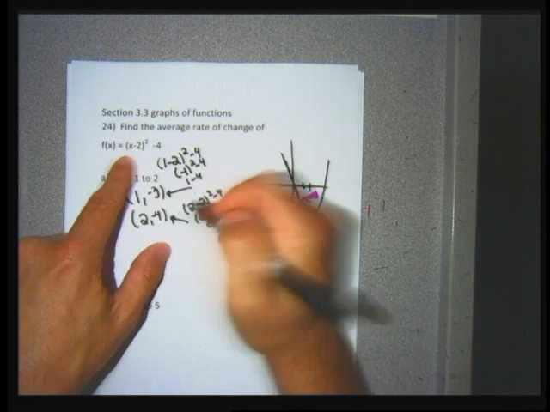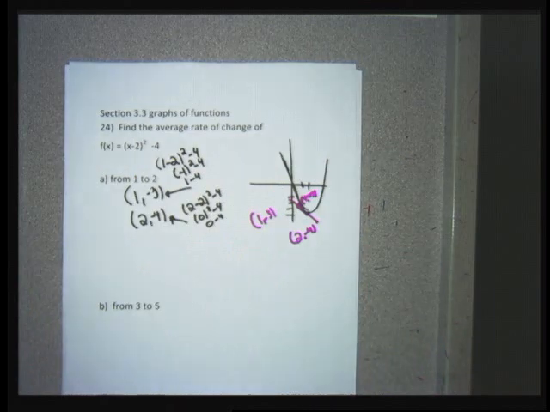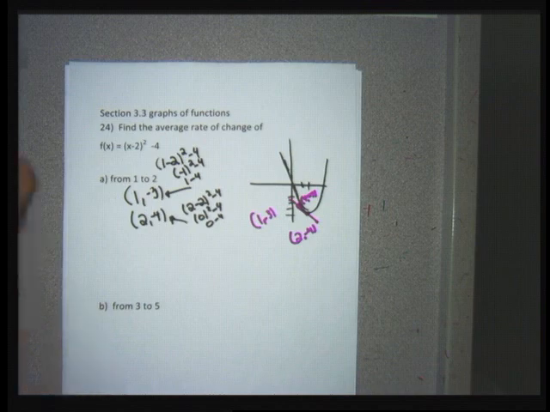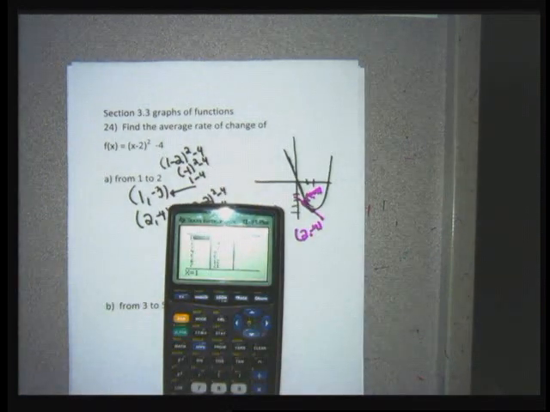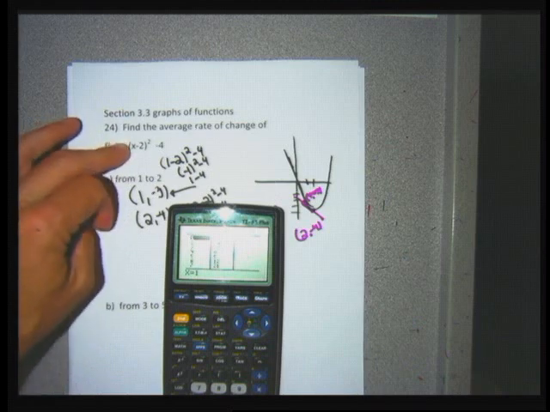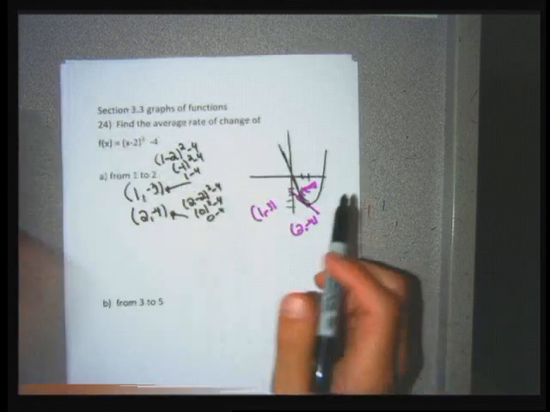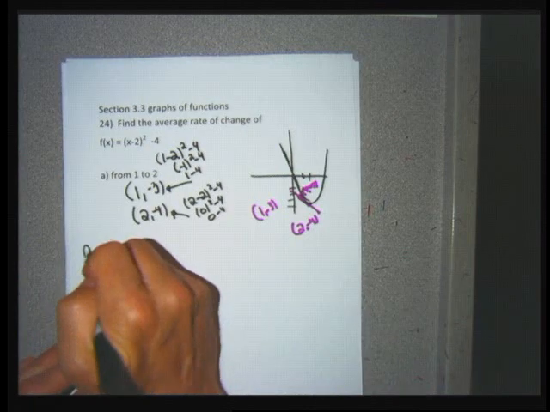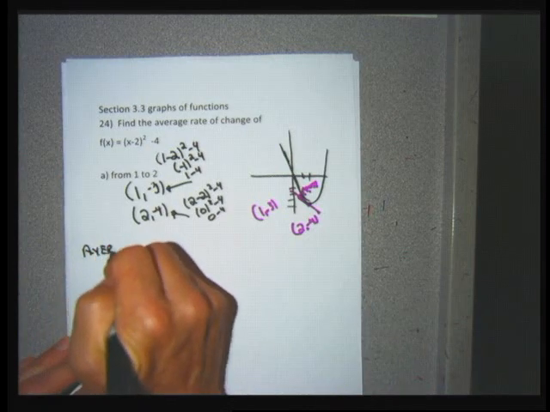So the average rate of change is the slope of the line that connects 2 points on the graph. Each of the parts of number 24 gives me the x coordinates of points. I need to get the y coordinates either by sneaking them from the table function on my calculator or plugging the x coordinates into the original function. And the average rate of change is just going to be the slope of the line that connects those 2 points.